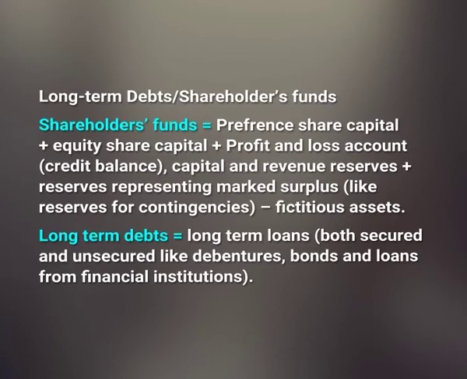Now, here shareholders' funds is equal to preference share capital plus equity share capital plus profit and loss account, which shows a credit balance, then capital and revenue reserves plus reserves representing marked surplus, like reserves for contingencies, minus fictitious assets. Now, long-term debts is equal to long-term loans, which includes both secured and unsecured debentures, bonds, and loans from financial institutions.